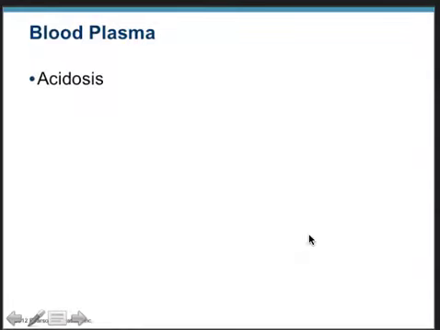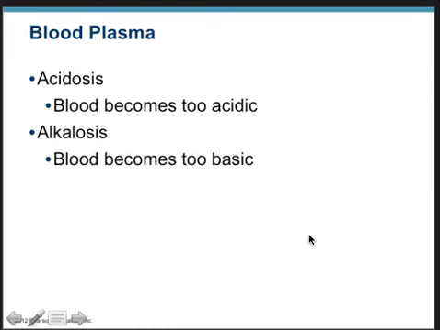Okay, the blood plasma is the extracellular matrix of blood. Acidosis is the condition that results when the pH of the blood drops too low. Again, this will change membrane potential, and that will result in malfunctioning of the nervous system and the muscular system, and it can also eventually lead to protein denaturation and the cessation of chemical reactions that keep the cell going. Alkalosis is the condition where the blood becomes too basic.